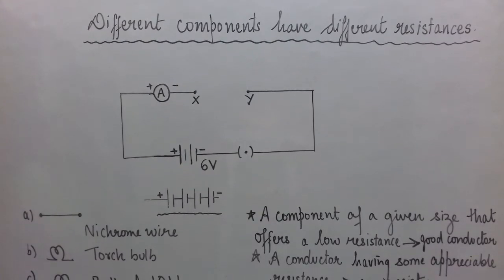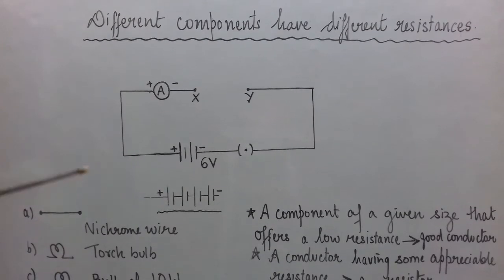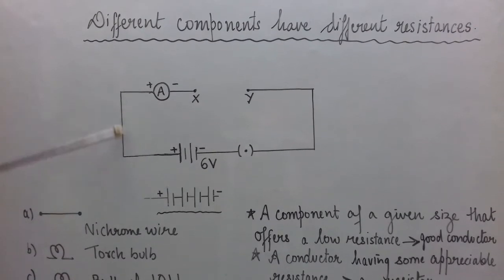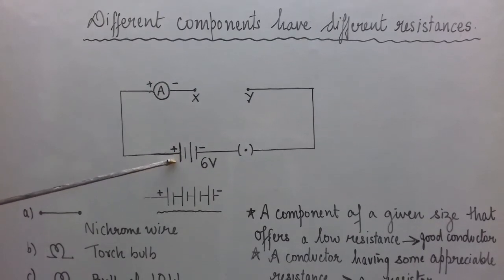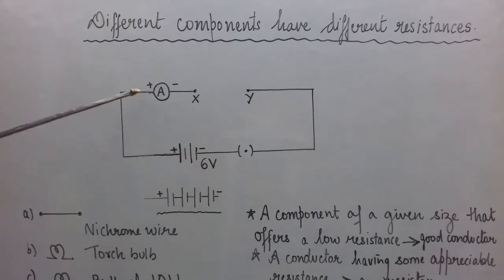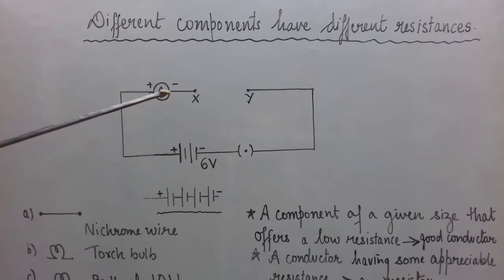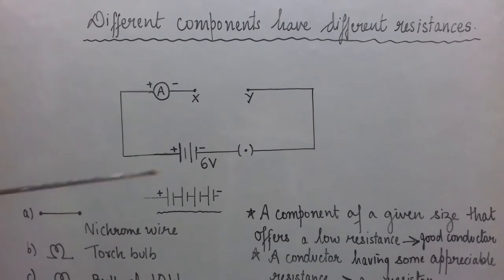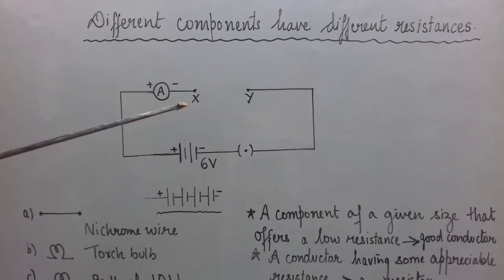Now let us see an activity which will prove that different components have different resistances. Now for this, you have to connect the circuit as shown in this circuit diagram. Here I have a 6-volt battery, a key, ammeter. See, the ammeter positive is towards the positive side of the battery. And here XY, these two terminals are open. It means the circuit is not closed. Okay, there is air gap between X and Y.